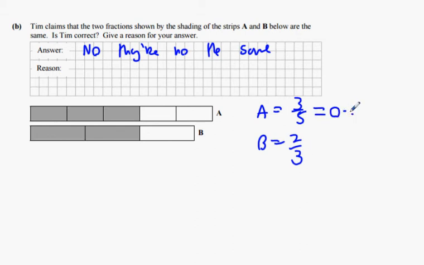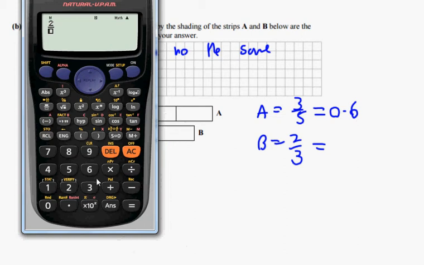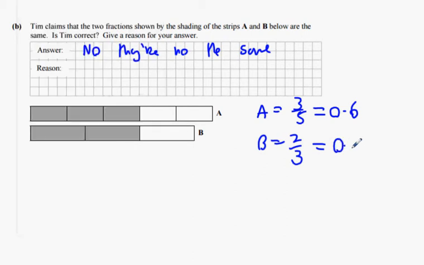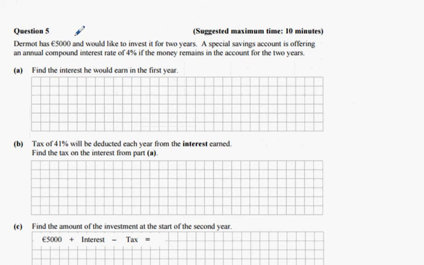Put them into the calculator, we find that 3/5 is 0.6 and 2 out of 3. Now, 2 out of 3 is not 0.6. See the dot above it? That actually means it's 0.666 or 0.67. So the reason being is 0.667 is a bigger number than 0.6. Hence, 2/3 is bigger than 3/5. Okay, that's that one done. Now we're going to move on with question 5.